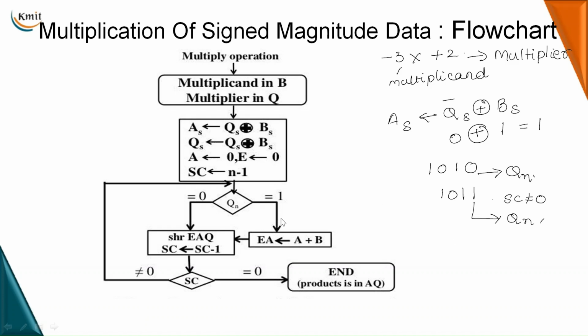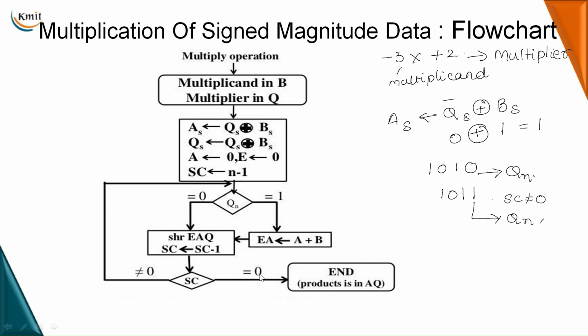Qn is equal to 1. Whenever your Qn is equal to 1, you have to perform an addition operation on the contents of the A register and B register, and that is transferred to EA. The sum will be in A and the carry will be in E. After this, you also perform a shift right on the contents of E, A and Q and decrement your sequence counter by 1. Once this step is done, you again check the sequence counter. This process will continue until your sequence counter is equal to 0.